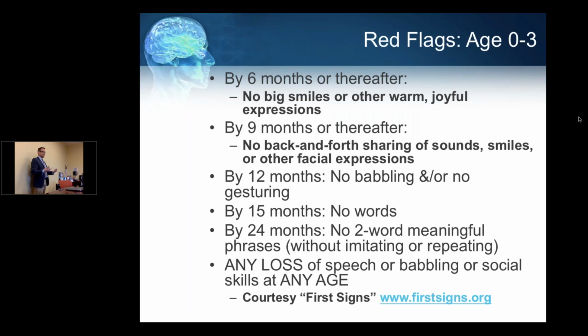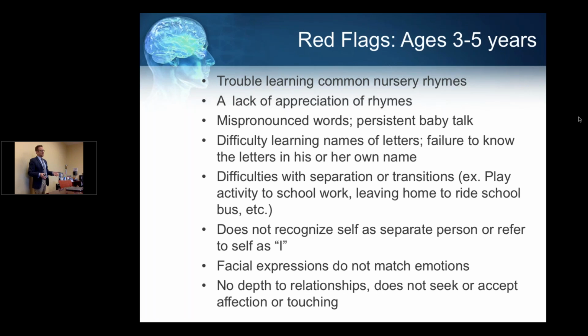From 3 to 5, it's trouble learning common nursery rhymes, things to that effect, a lack of appreciation of rhymes. This is where Dr. Seuss, right, is really popular, that kind of rhyming, that kind of rhythm. Sometimes children also don't recognize the self as separate, so they refer to themselves in third person or things like that. They have trouble understanding themselves.